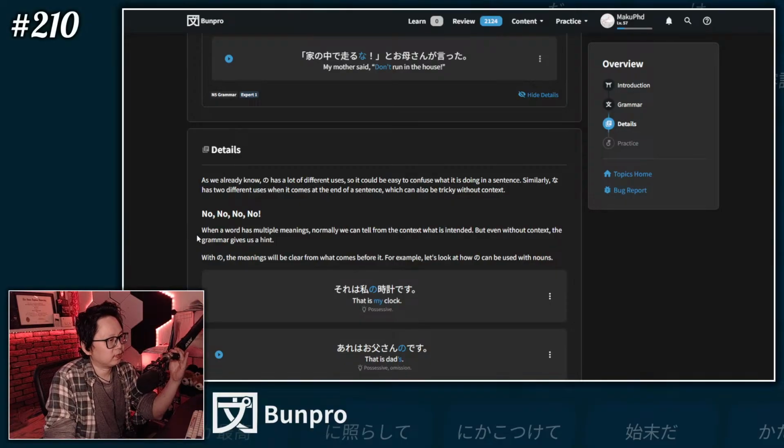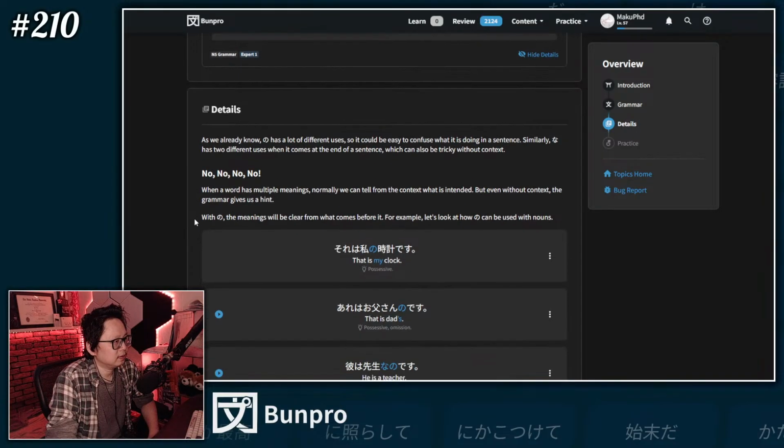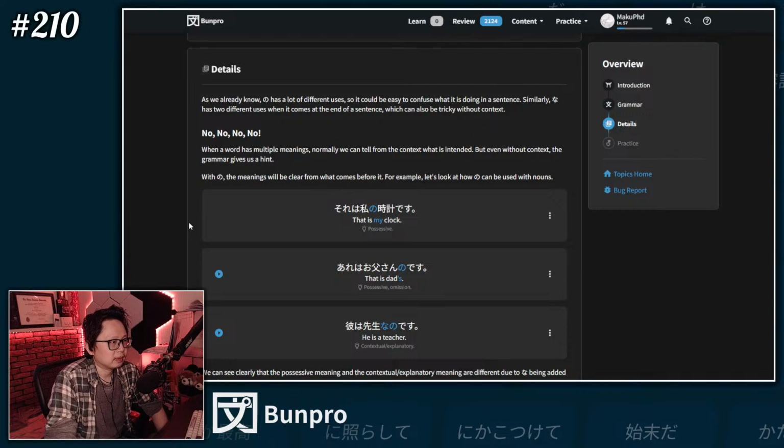As we already know, no has a lot of different uses, so it could be easy to confuse what it is doing in a sentence. Similarly, na has two different uses when it comes at the end of a sentence, which can also be tricky without context, right? When a word has multiple meanings, normally we can tell from the context what is intended. But even without context, the grammar gives us a hint, right? With no, the meaning will be clear from what comes before it. That's pretty much what I was paying attention to yesterday. Now I need to listen for what the modifier is. For the most part, it was a verb modifier for yesterday's example. For example, let's look at how no can be used with nouns.